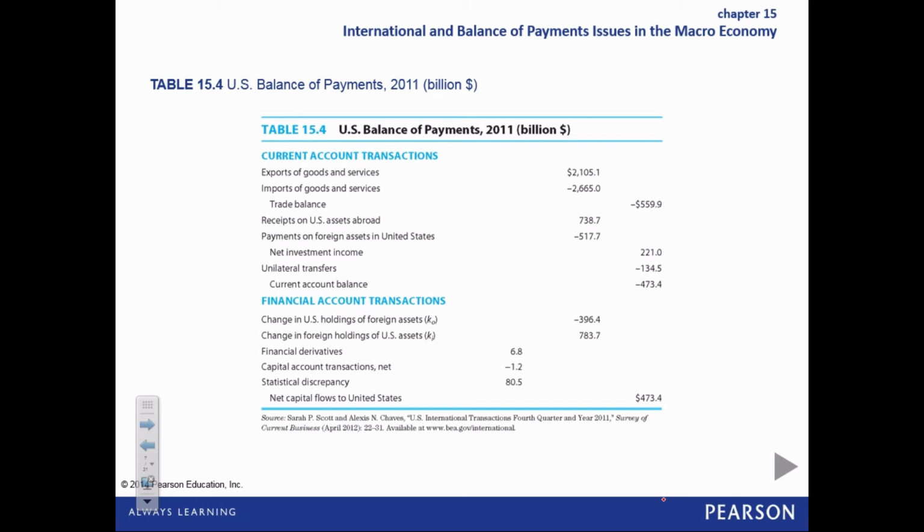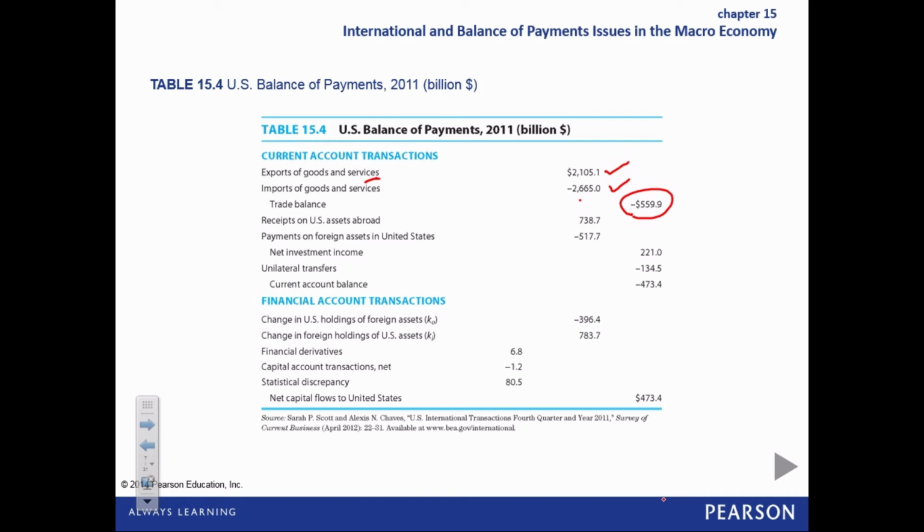Balance of payment, again, is the accounting form of keeping track of everything. Here we have the 2011 balance of payment. Again, just look at the numbers for a little bit. We have export of goods and services, 2,105 billion, and import 2,665 billion. The difference is this much, which is a deficit of 559 billion dollars.